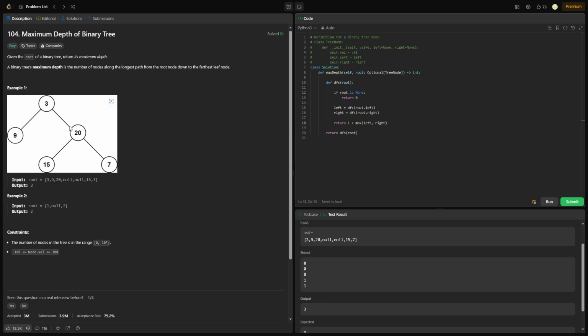But anyways, at this 20, left and right are 1, so we're going to do 1 plus the max of the left and the right. Well, left and right are the same, so it doesn't matter. But so we're going to do 1 plus 1. We're at this 3, and we're going to return 2. Okay?